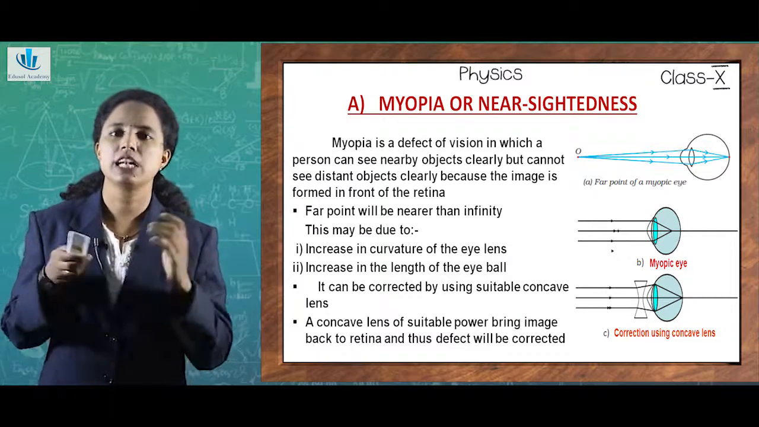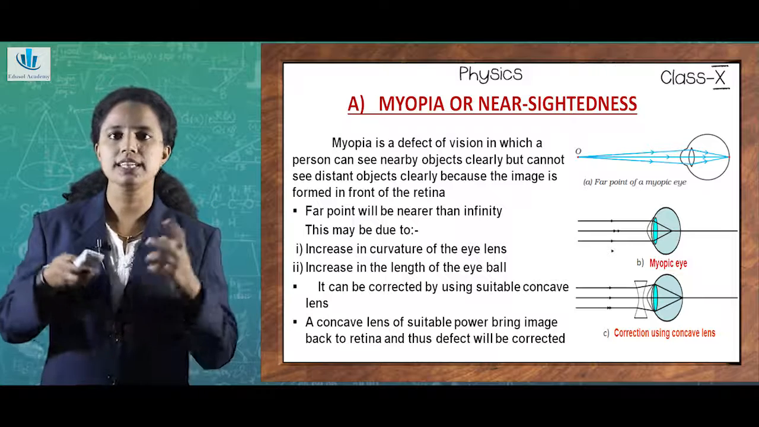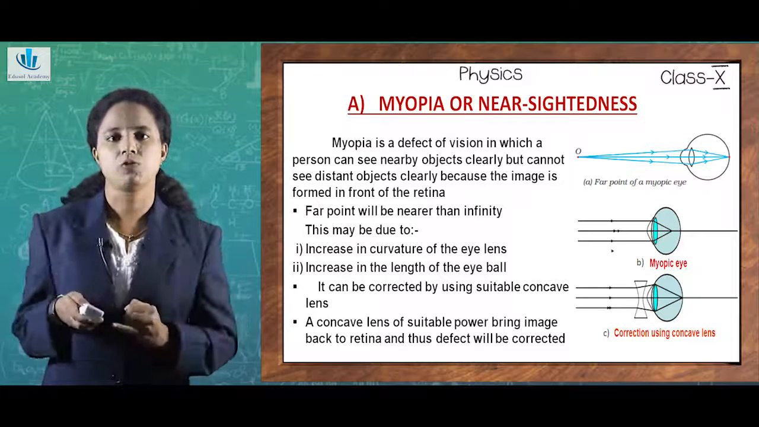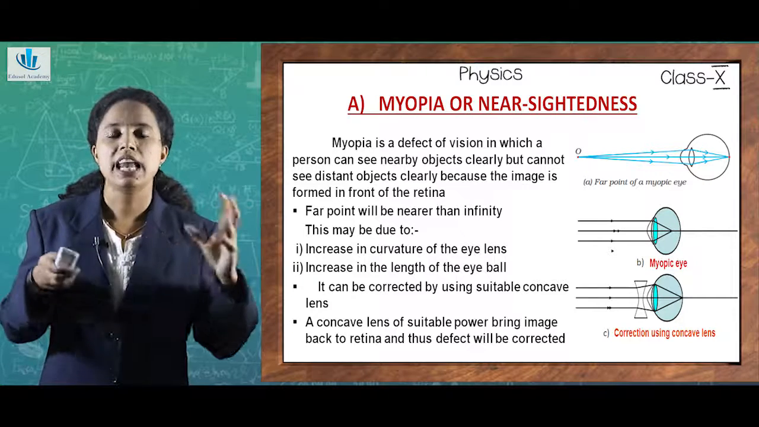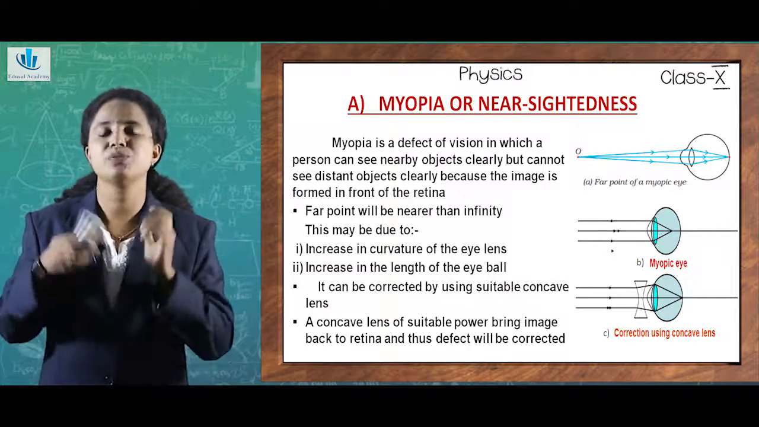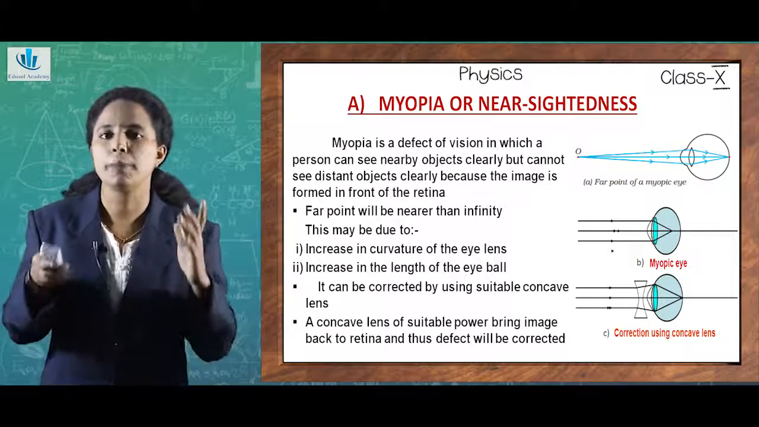What may be the reasons that lead to a myopic eye? That is the increase in the curvature of the eye lens, or it can be due to an increase in the length of the eyeball. Mainly these two factors lead to a myopic eye.